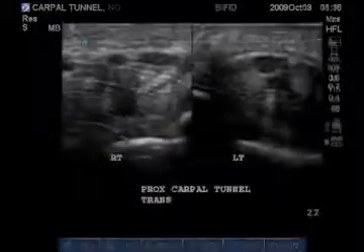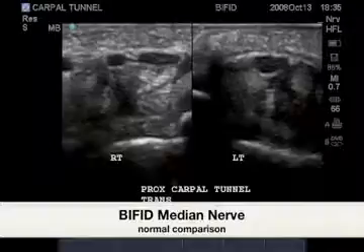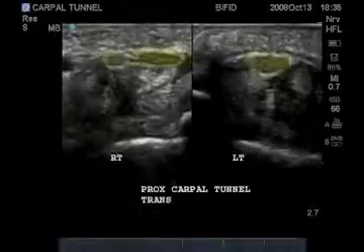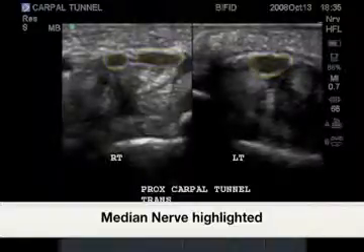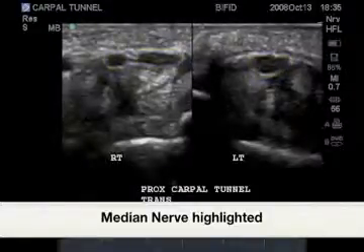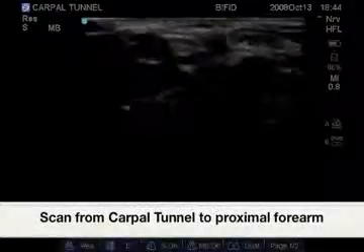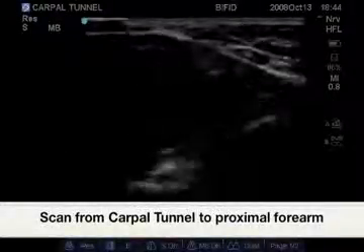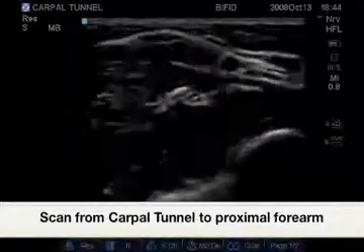Here is a case study involving a bifid median nerve with a comparison to the other hand showing no bifid median nerve. When scanning from the carpal tunnel proximally, it is easy to identify where the bifurcation takes place in the forearm, showing that this becomes one nerve.